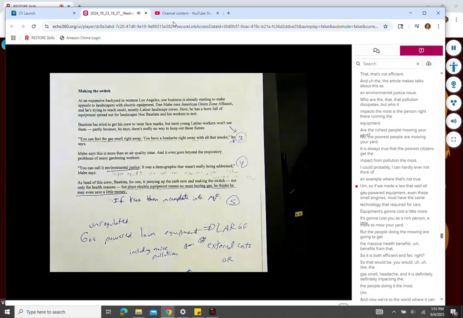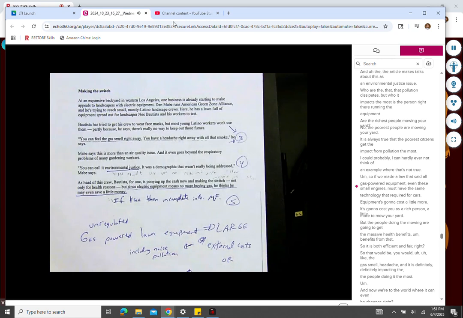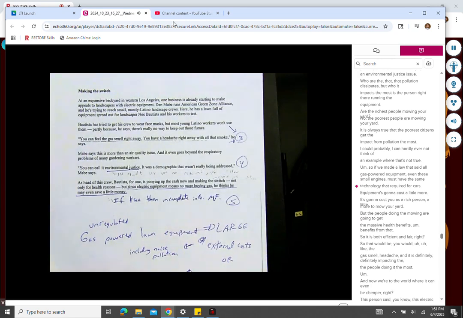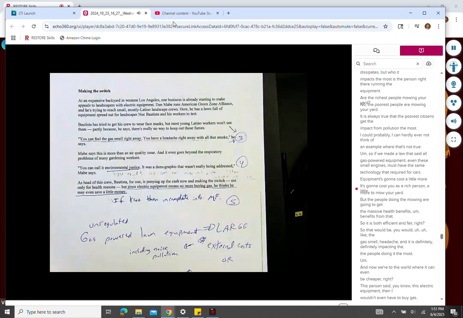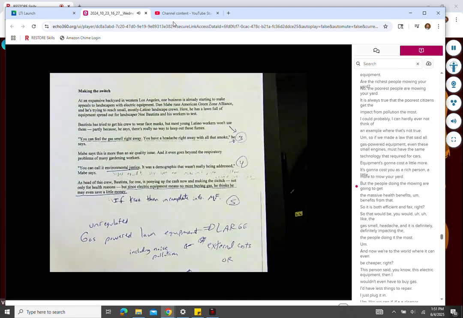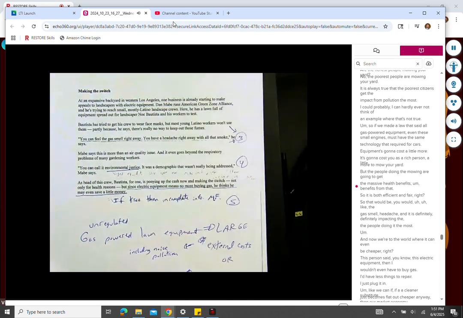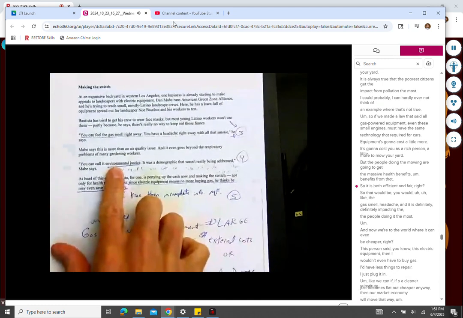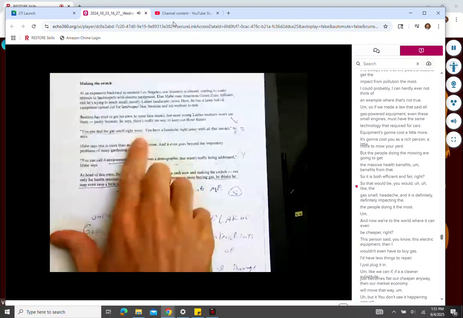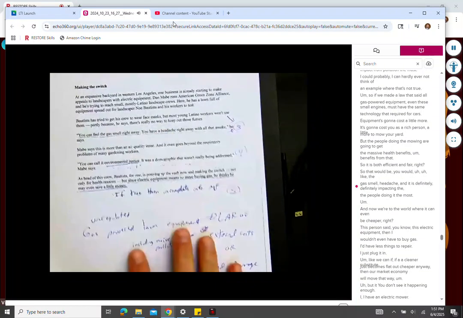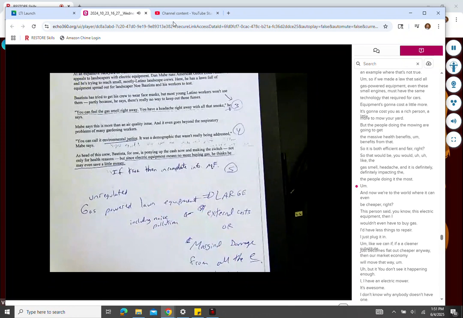So if we made a law that said all gas-powered equipment, even these small engines, must have the same technology that we require for cars, equipment is going to cost a little more. It's going to cost you as a rich person a little more to mow your yard, but the people doing the mowing are going to get the massive health benefits from that. So it is both efficient and fair, right? That would be right. The gas smell, the headache, it is definitely impacting the people doing it the most.